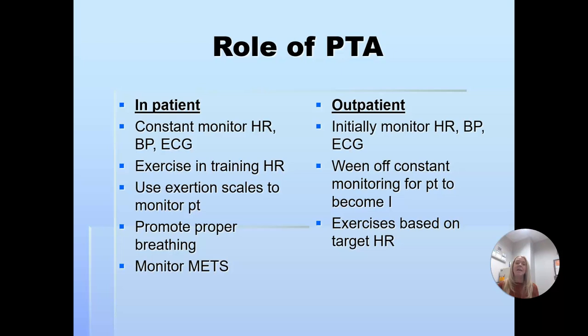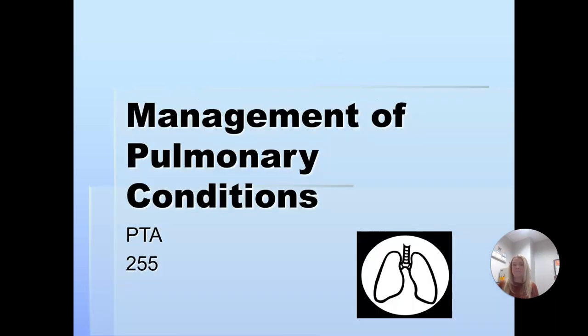Again, the role of the PTA in inpatient, we're going to be monitoring heart rate, blood pressure, ECGs, monitor their heart rate when they're exercising, use exertion scales like that Borg scale, promote proper breathing, and potentially monitor METs. In outpatient, initially, we're going to monitor heart rate, blood pressure, and ECG. Probably not ECG so much, but definitely heart rate and blood pressure you should still be checking on. And then we're going to start to wean off constant monitoring. Again, we want the patient to become independent in monitoring themselves. And then exercises should be based on maintaining the patient's target heart rate.